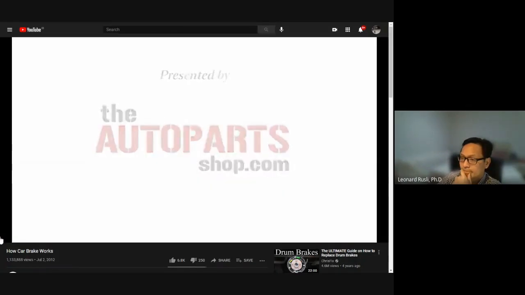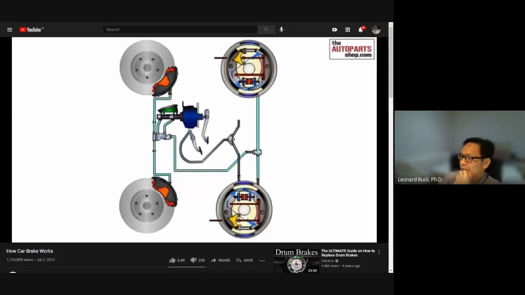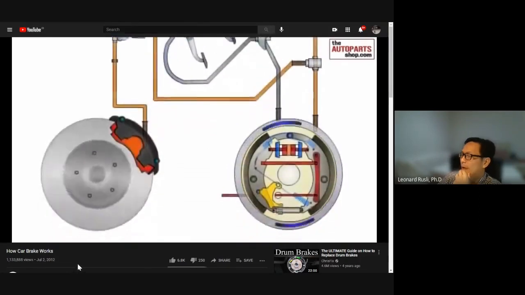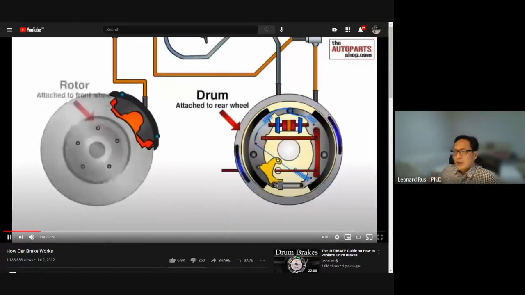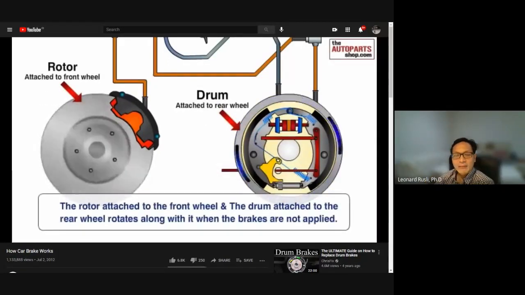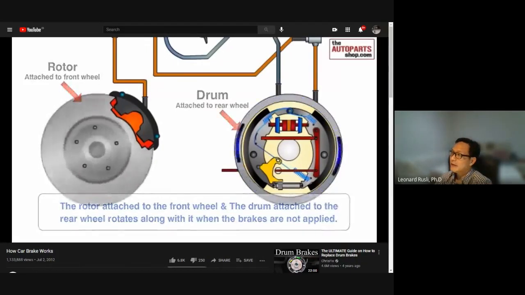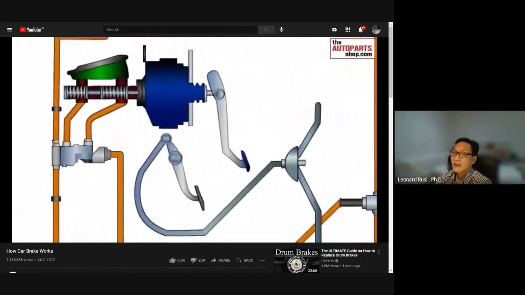I don't know whether this has audio or not. I don't think it has audio. Okay, so let me just comment on it while it plays. So you got the front wheel brakes, you got the rear wheel brakes. The front wheel brakes are usually disc brakes, and the rear is drum brakes. The disc brakes are more efficient. We'll talk more about it when we get to brakes.